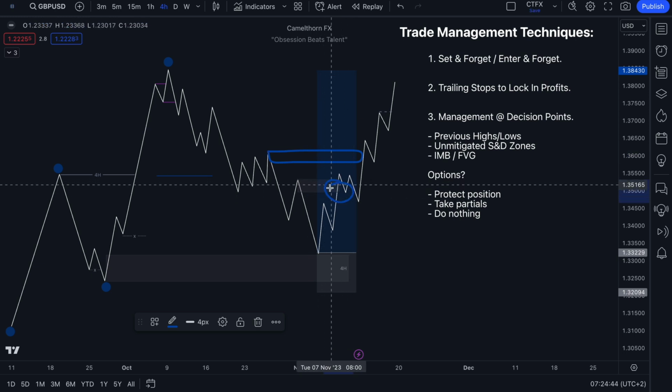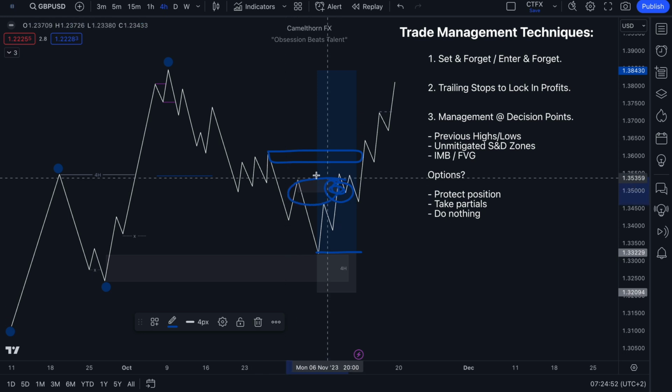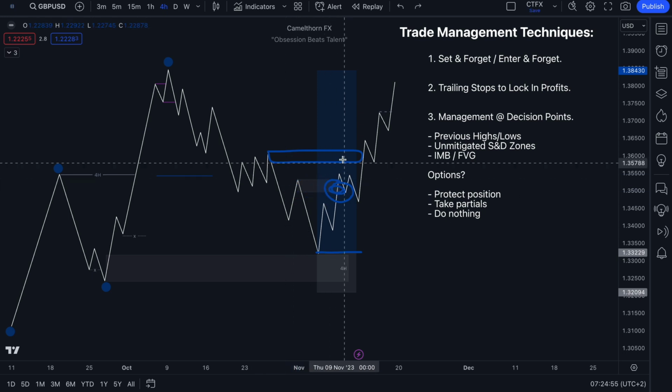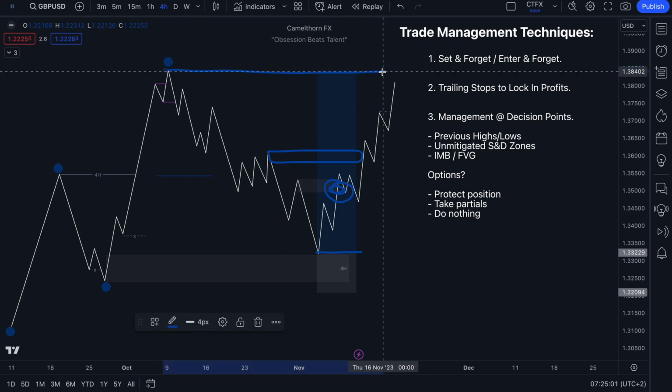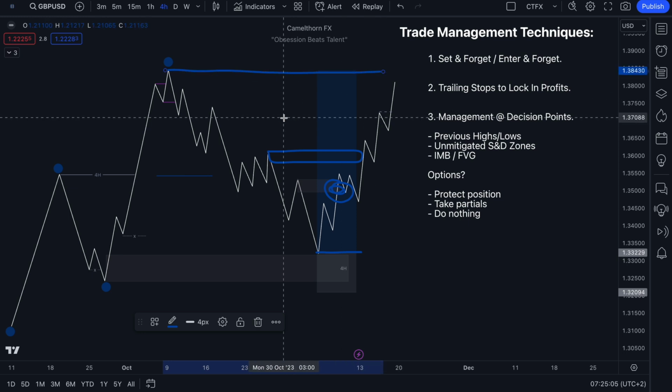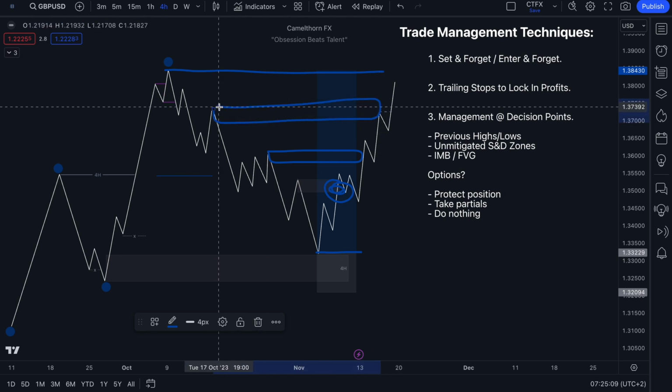You can tell yourself that I'm happy with the partials that I was able to secure in here, I'm happy with the fact that I've moved my stop to break even. So after that initial management at the first decision point, you can simply allow this particular trade to play out to see whether or not it reaches your full TP. There is no obligation to always make a decision at these key decision points.